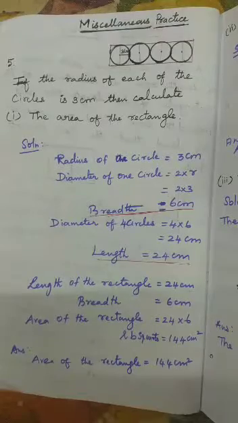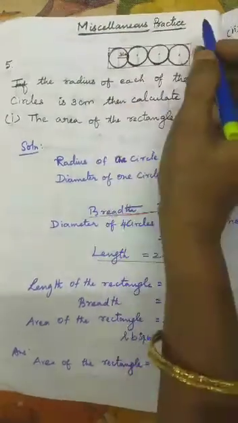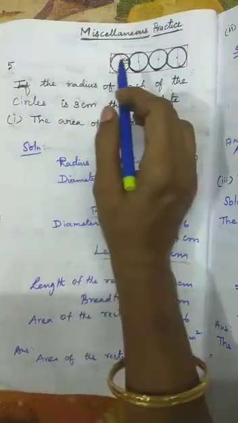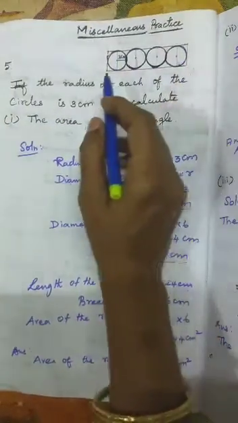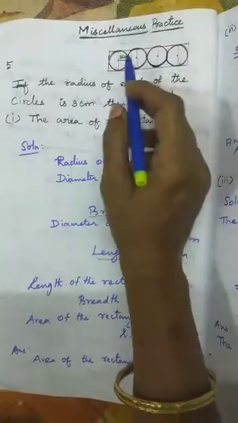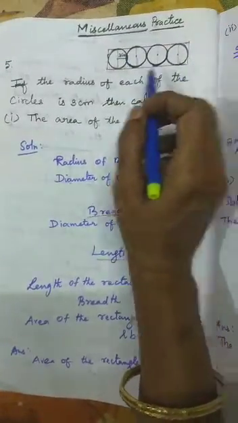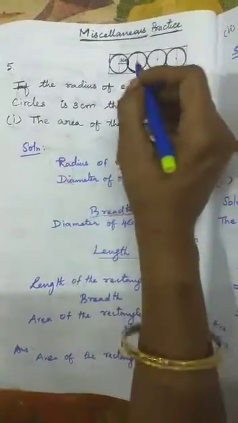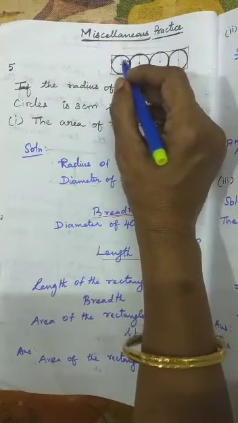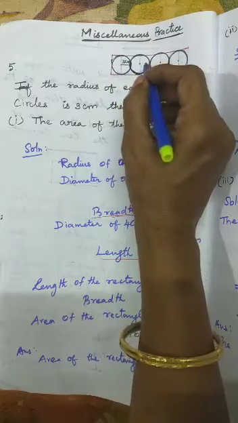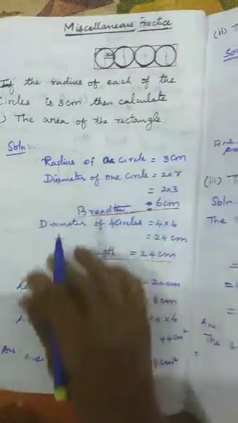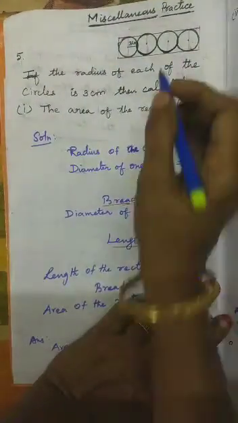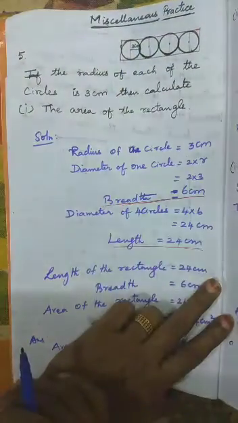We shall see miscellaneous practice problems. In that fifth problem they have drawn a rectangle. Inside that they have drawn 4 circles. The radius of each circle is 3 centimeter. Then what is the diameter of each circle? It is 3 plus 3, 6 centimeter, isn't it?